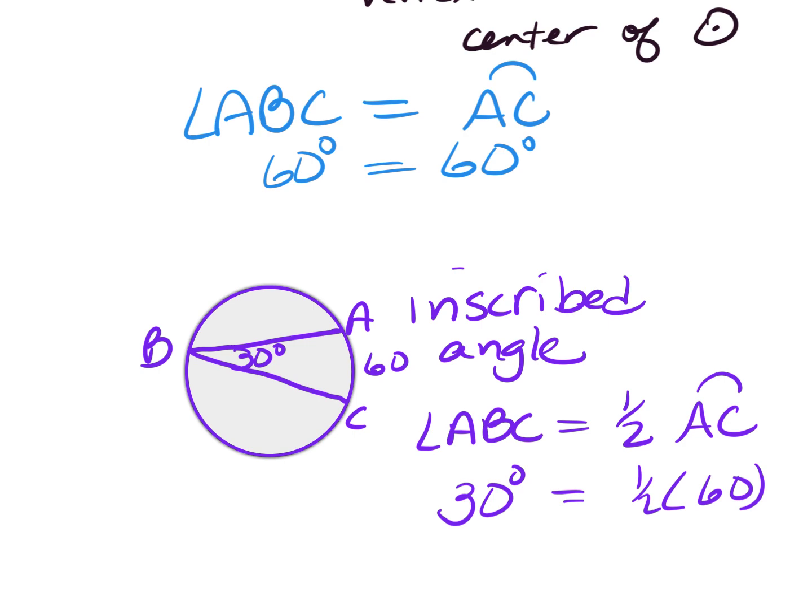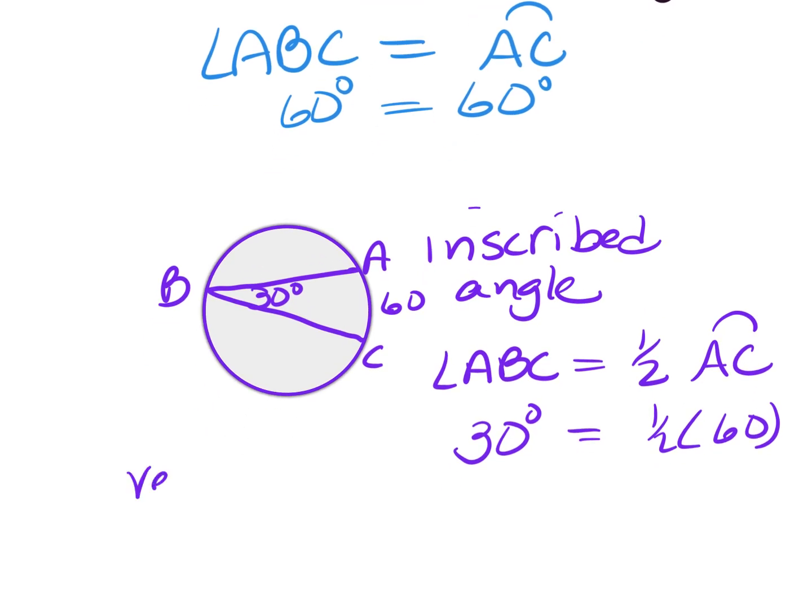So this is when the vertex is on the side of the circle.